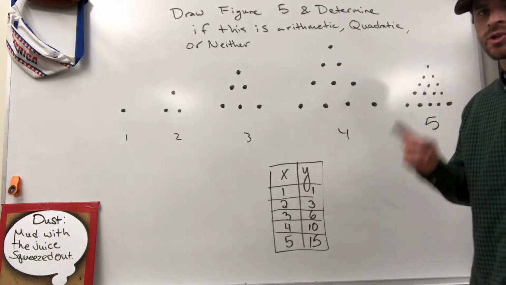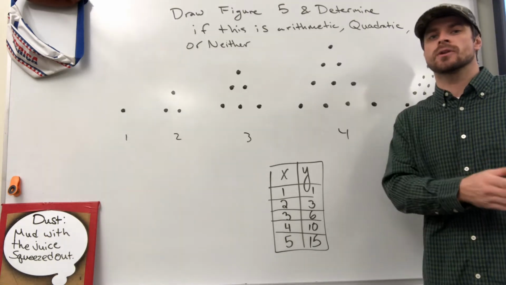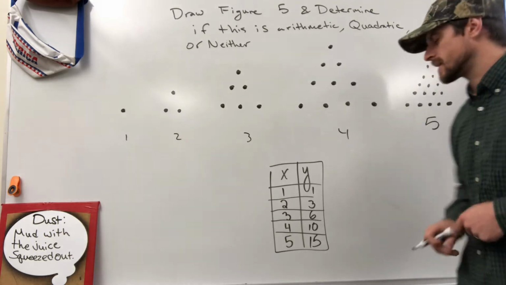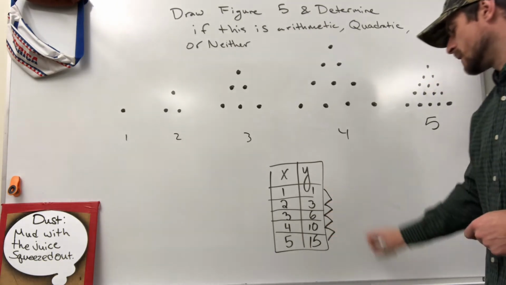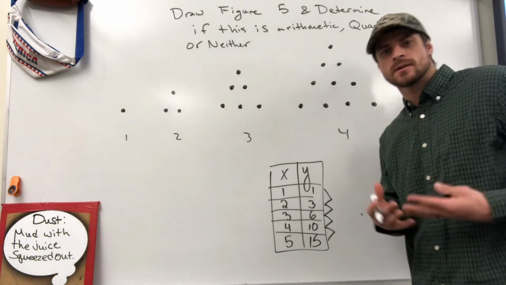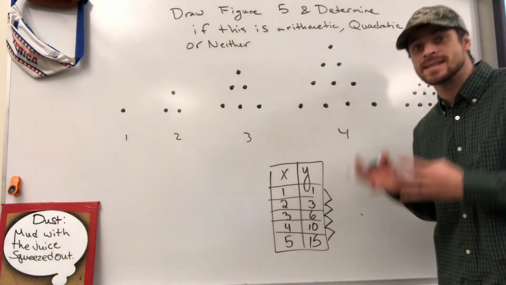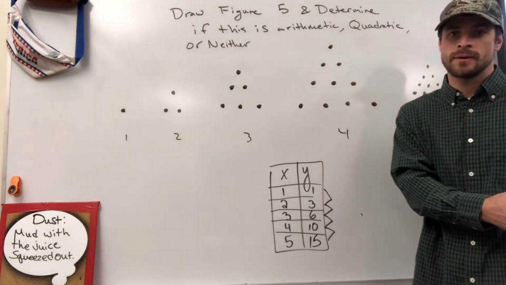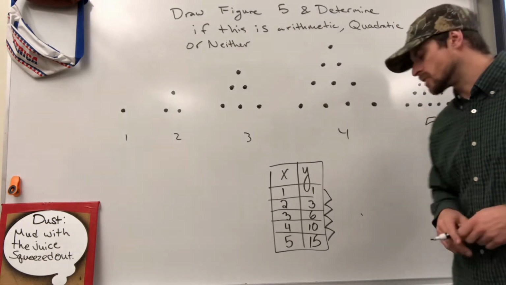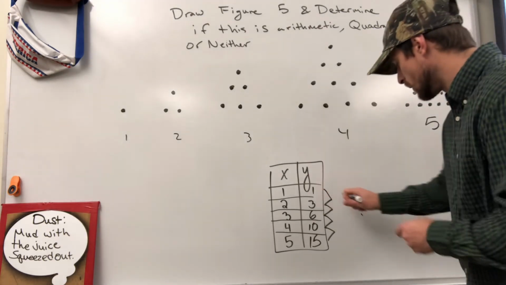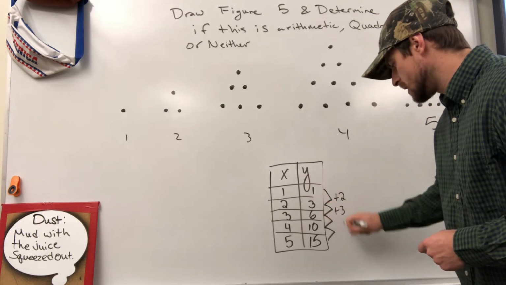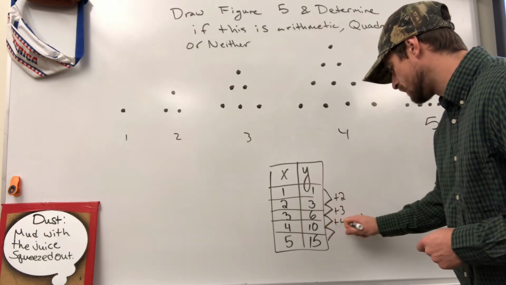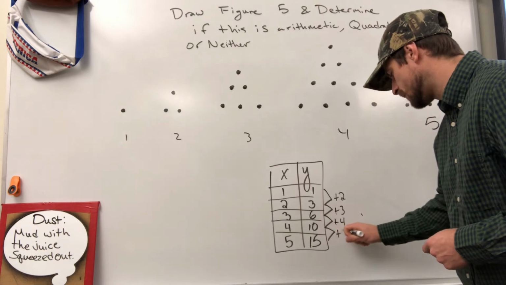Quadratics, how do we determine if something is quadratic or not? It all has to do with the second difference. So we're going to find our first difference, and then we're going to go one more out from that and find our second difference. If we have consistency within our second difference, we know we're dealing with a quadratic. So 1 to 3, I'm going up 2. 3 to 6, I'm going up 3. 6 to 10, going up 4. 10 to 15, up 5.